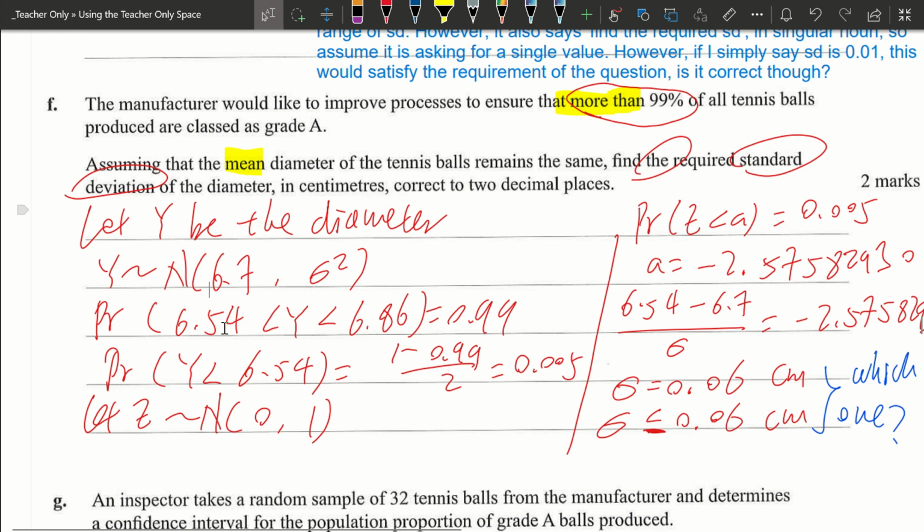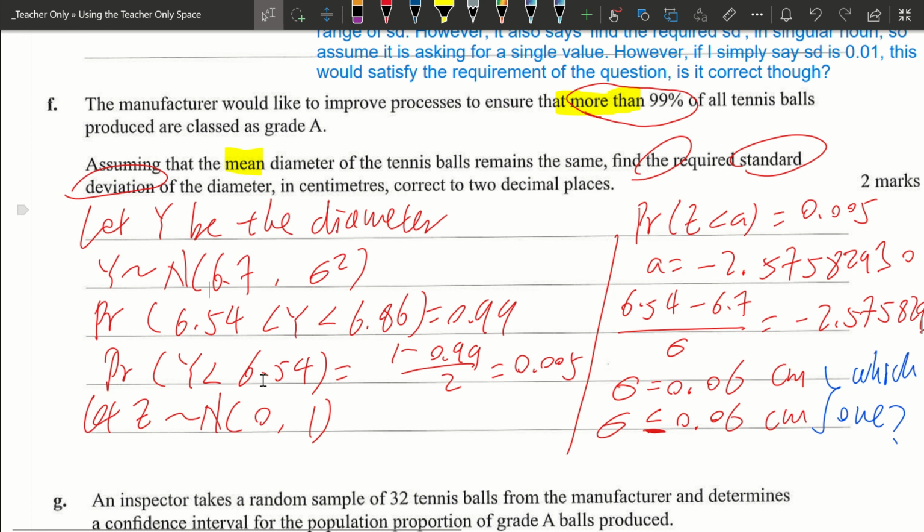So I want the probability of the new diameter, which is y, between 6.54 and 6.86 to be 0.99. I know the question says more than 0.99, but let's deal with equal to 0.99 because it's easier. So I haven't written bigger than, I've written equal, exactly 0.99, not more than 0.99.